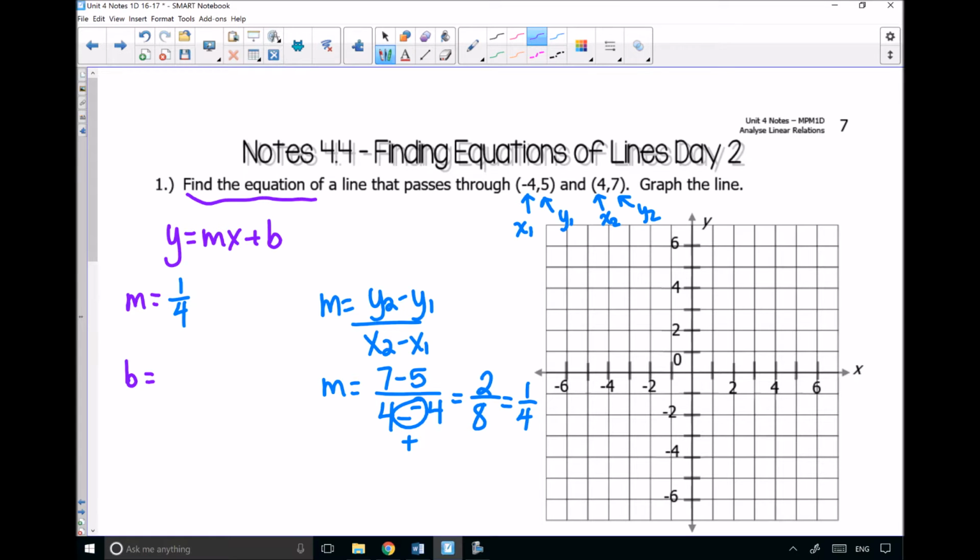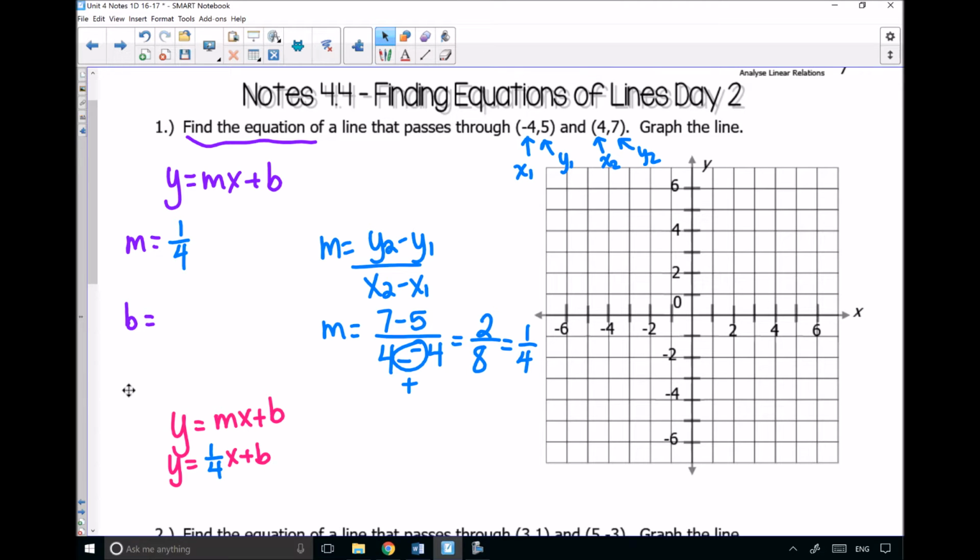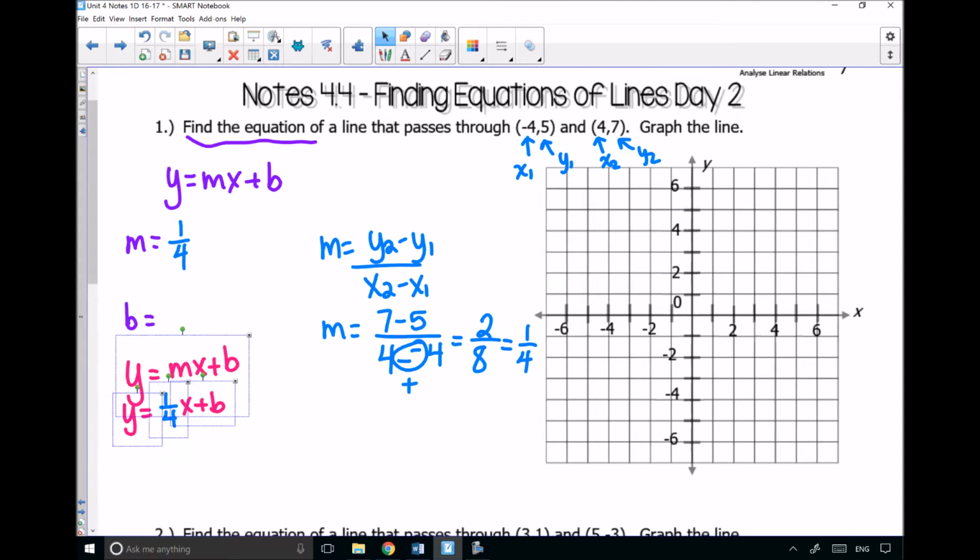Now I need to figure out, well, what's my y-intercept? Well, in order to be able to do that, we're just going to do it exactly how we learned in the last video. So I know y equals mx plus b is the equation of a line, and I'm going to take my slope and I'm going to replace it with the m. So I'm going to say y equals 1/4 x plus b. Okay, I'm just going to move this up a little so we have a little bit more room.